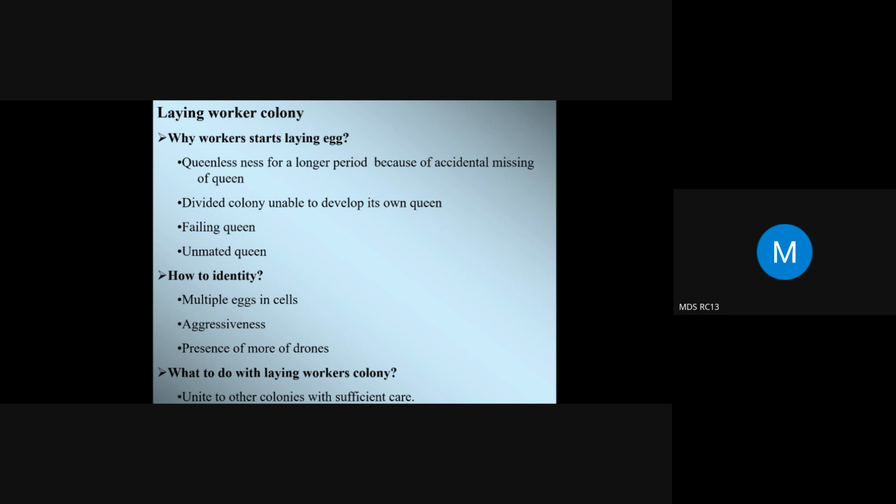Another condition is a divided colony unable to develop its own queen. In natural conditions, this is very, very rare. But in beekeeping, in our practice, we usually divide the colony to make more colonies. In such conditions, sometimes the queen is not included in the colony by mistake, or else the queen is not available. In such conditions also, workers start laying eggs.